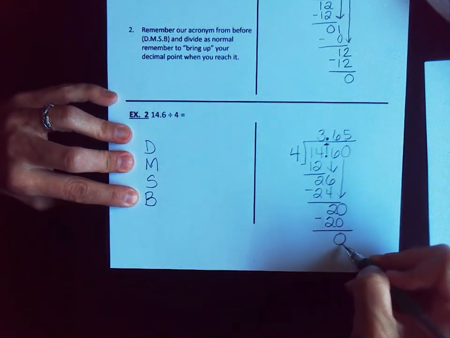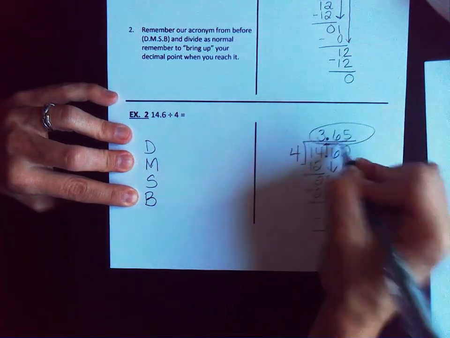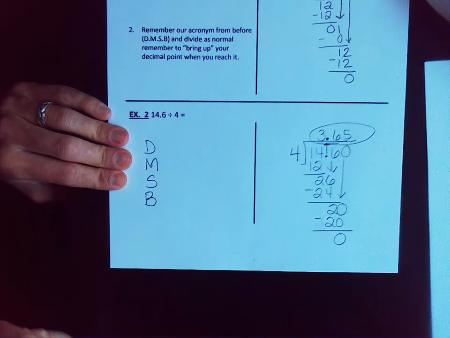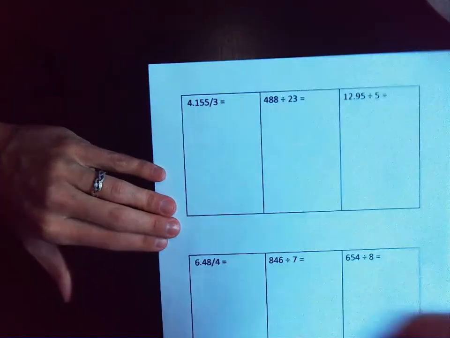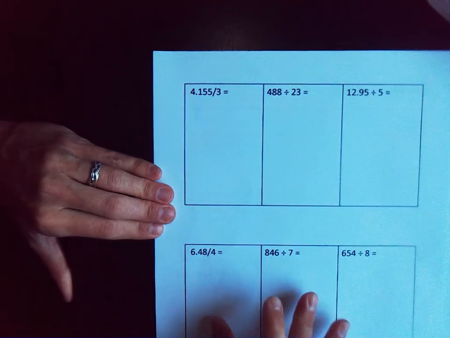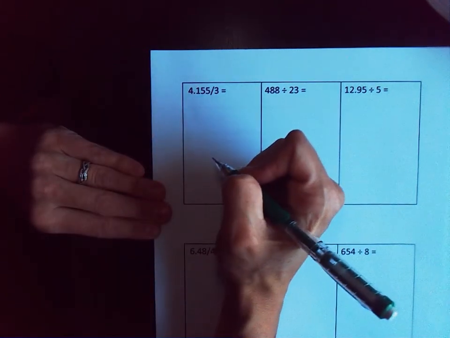Now I can stop because I'm at 0 down here. There's nothing more to bring down, and I have this nice number, 3 and 65 hundredths. Let's go ahead and do some more practice problems on the back. As always, I ask that you copy the problem down, pause the video, complete the problem, and then check your answer by resuming the video.